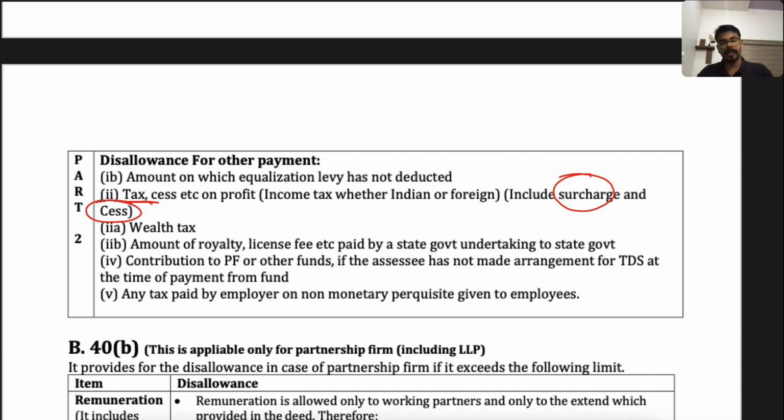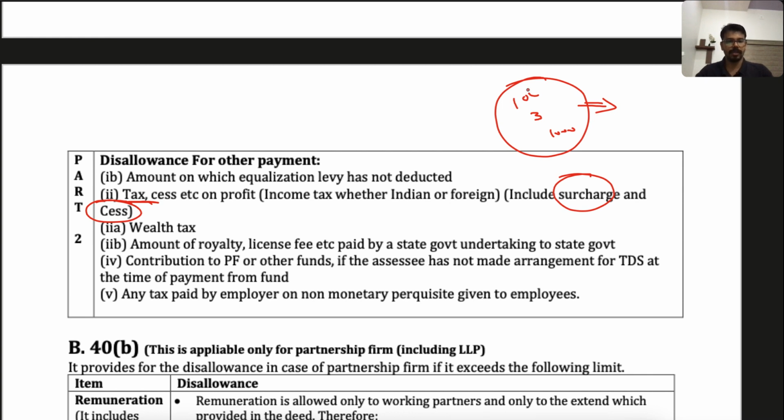Even before that amendment, we only knew that tax includes surcharge and cess. So they are again clarifying that tax includes surcharge and cess, so you have to disallow the entire amount. Say, for example, your tax is 10 lakhs, surcharge is 3 lakhs and cess is 10,000. Everything shall be disallowed. You cannot take any of these things to PGBP expenditure.